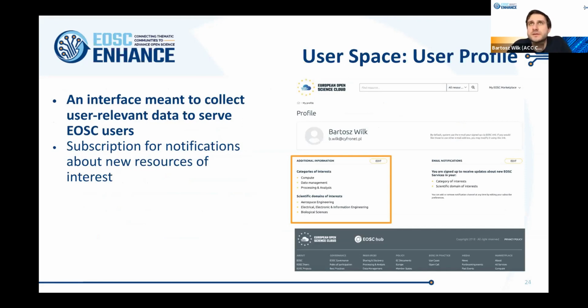Another part of our EOSC Portal Catalog and Marketplace functionalities is the user space. It is available at the top right corner with this link, My EOSC Marketplace. And the first functionality is the user profile, which allows to select categories of interests and scientific domains of interests and sign up for notifications when new services or resources are introduced in these categories.